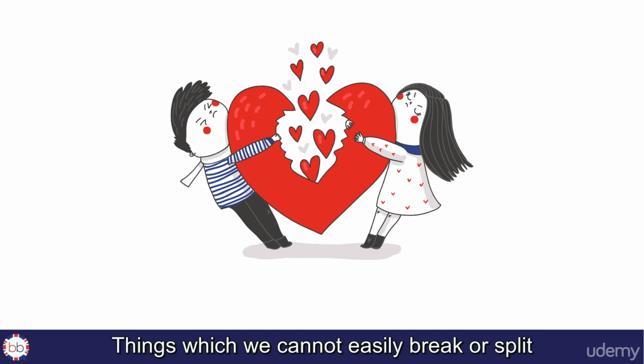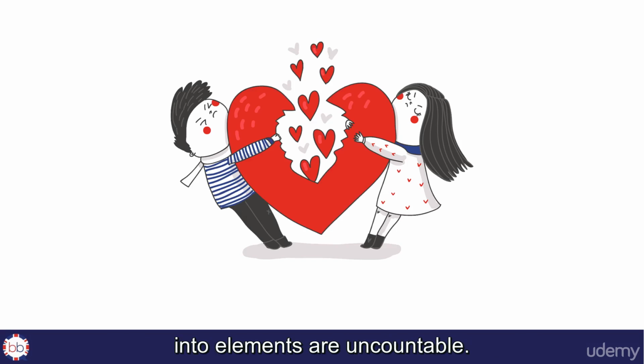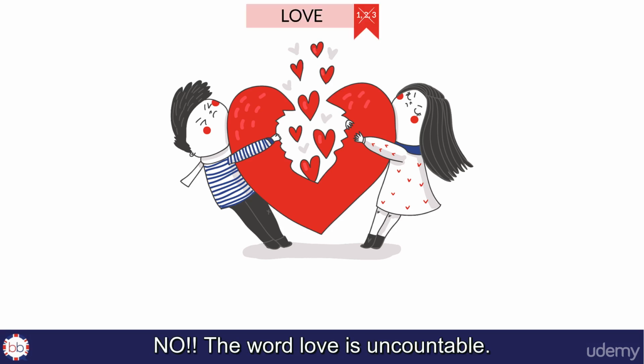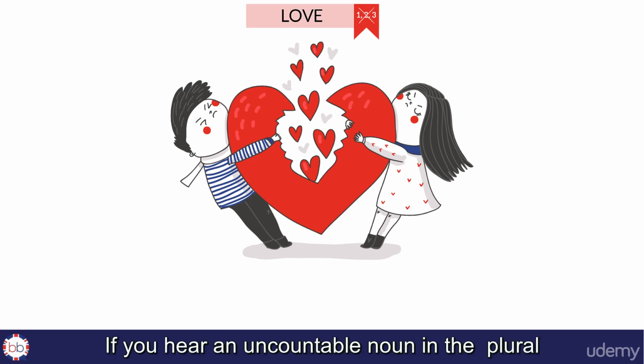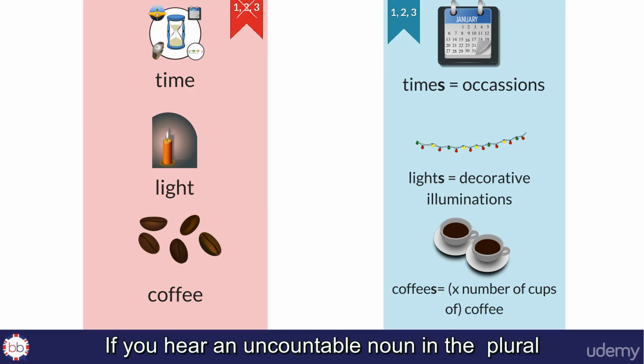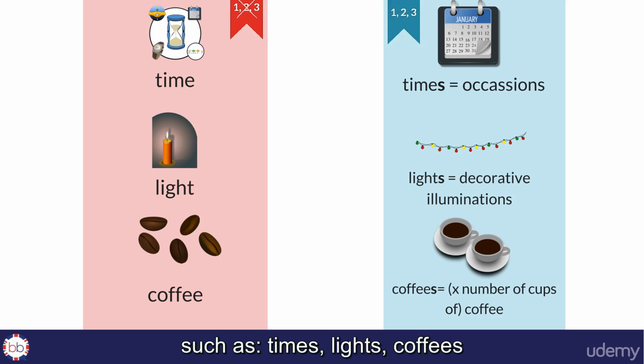Things which we cannot easily break or split into elements are uncountable. Can you split love? No, the word love is uncountable. If you hear an uncountable noun in the plural, such as times, lights, coffees, think about it. You're smart. You will realize that they have different meanings.